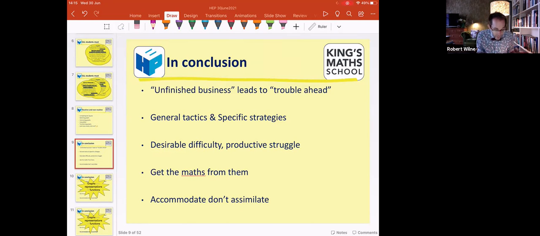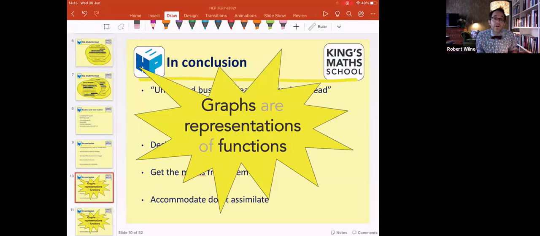I'd summarize all of those as: graphs are representations of functions. So that's what I think we should keep thinking about throughout: graphs as representations of functions. Now, that's not the only thing a graph is, I do realize that. But my approach to graphs is to talk about functions and talk about the graph being the representation of a function.